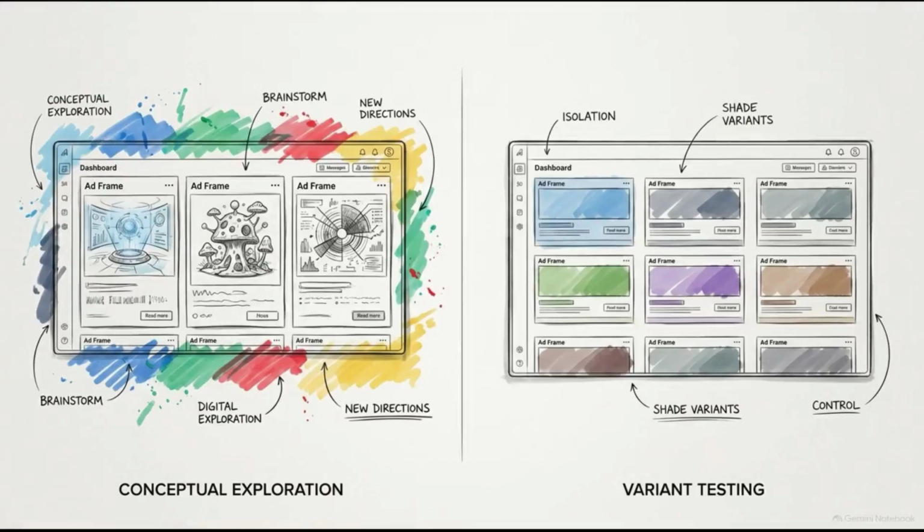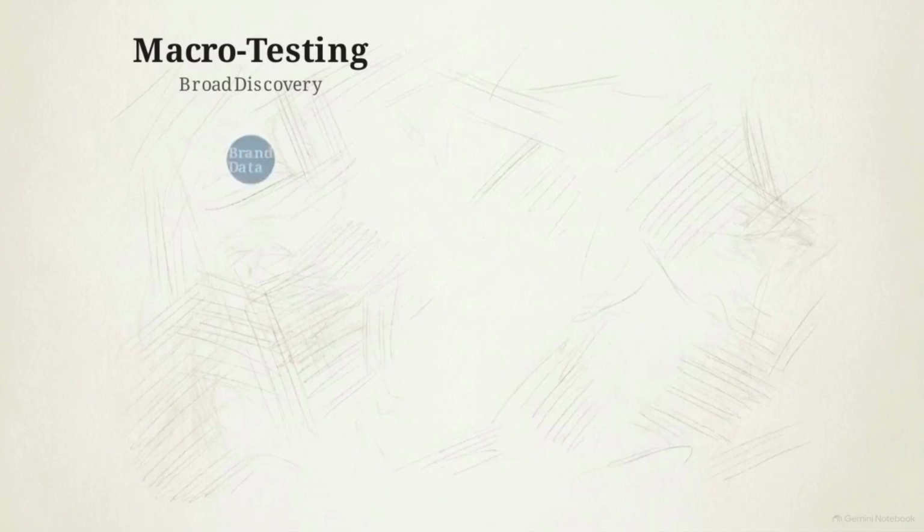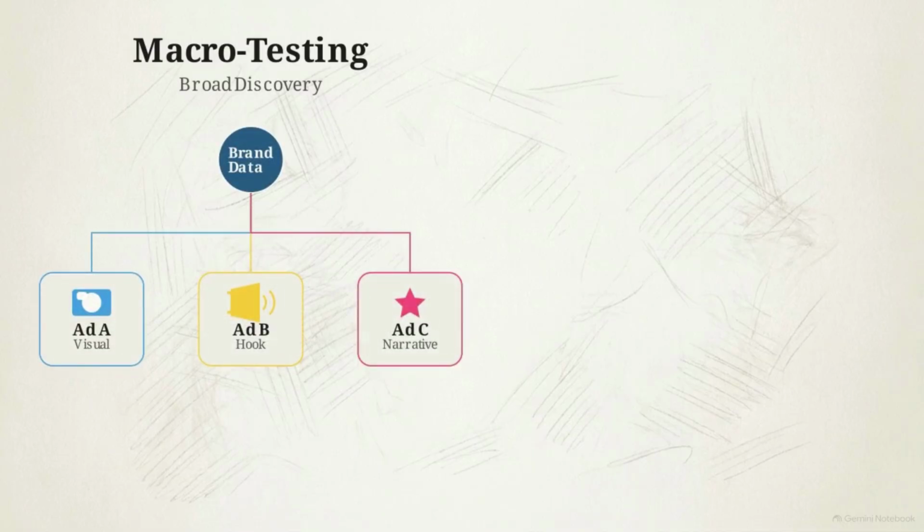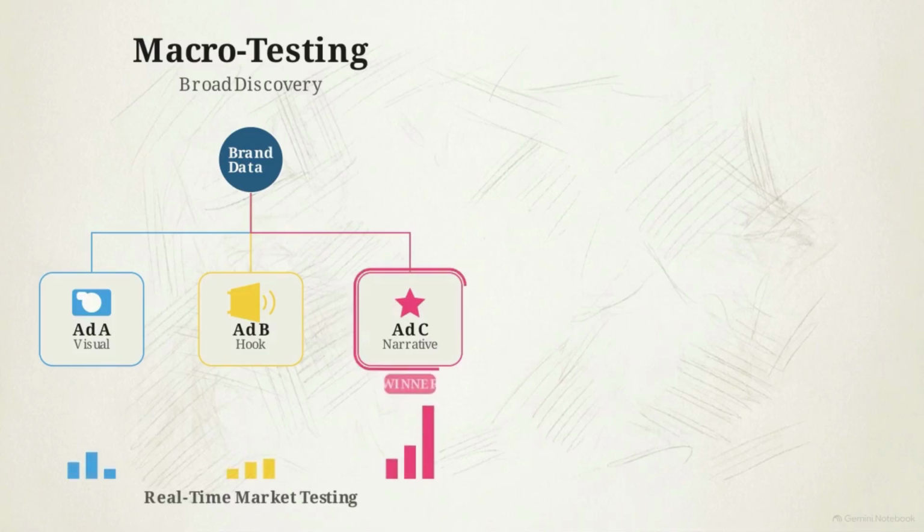The two standout tools here are Pencil and Marpipe. Both exist to replace guesswork with hard metrics, but they achieve validation through completely opposite methodologies. This diagram shows Pencil's macro testing approach on the left. The system evaluates completely distinct creative concepts against one another. You put ad A, ad B, and ad C into the market to see which entirely different narrative wins.